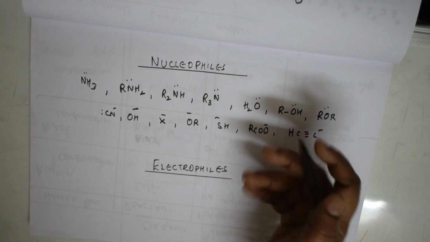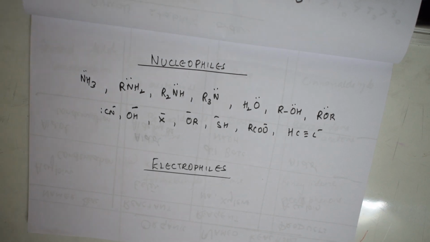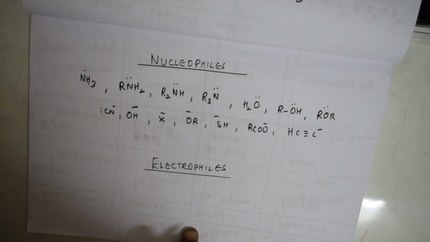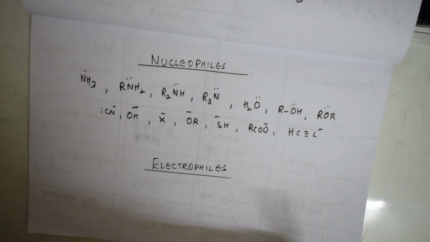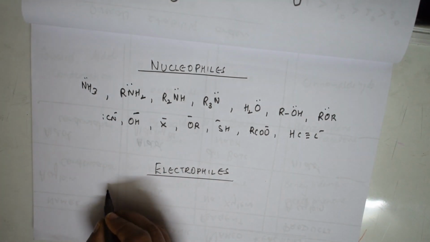Remember that they are electron-rich species. They attack the sites where there is electron deficiency. Now electrophiles. What are electrophiles? These are electron deficient. These are basically Lewis acids. They always accept electrons. What are the different electrophiles we have studied?